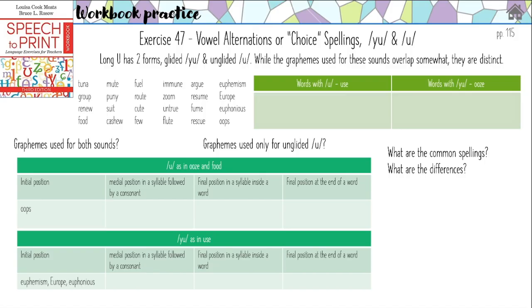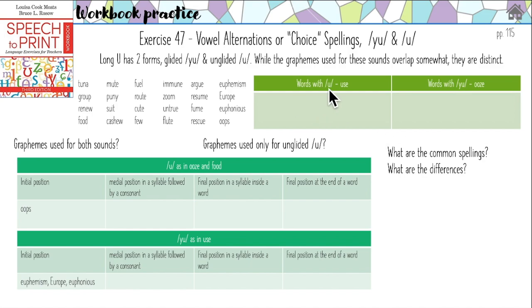So remember that long U has two forms. It's glided with a y in front of it and unglided with just an oo. Now, we overlap those sometimes, but we're going to start to see some patterns just to help out. So this is, again, when a word sort would be incredibly helpful. And that's what this first activity does.